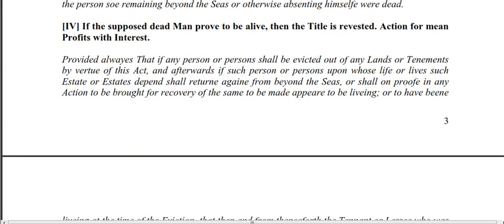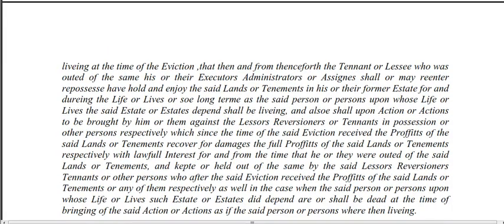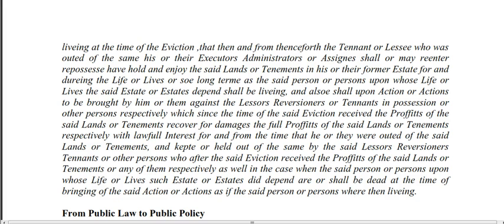If the supposed dead man prove to be alive, then the title is revested, with action for mesne profits with interest. Provided always that if any person or persons shall be evicted out of any lands or tenements by virtue of this act, and afterwards the person or persons upon whose life or lives such estate or estates depend shall return again from beyond the seas, or shall on proof in any action to be brought for recovery of the same be made to appear to be living or to have been living at the time of the eviction, then from thenceforth the tenant or lessee who was outed of the same, his or her executors, administrators, or assignees, shall or may re-enter, repossess, have, hold, and enjoy said lands or tenements in his or her former estate for and during the life or lives, or so long term, as the said person or persons upon whose life or lives the said estate depends shall be living.